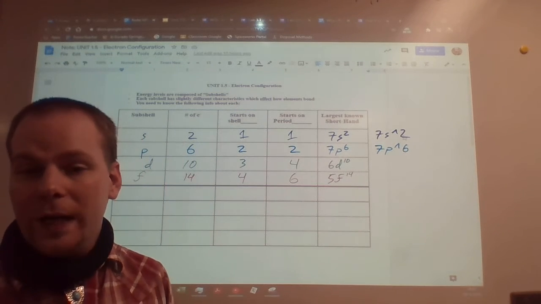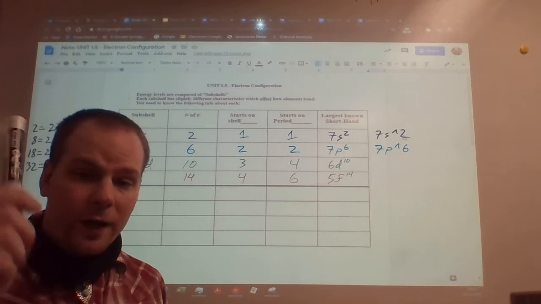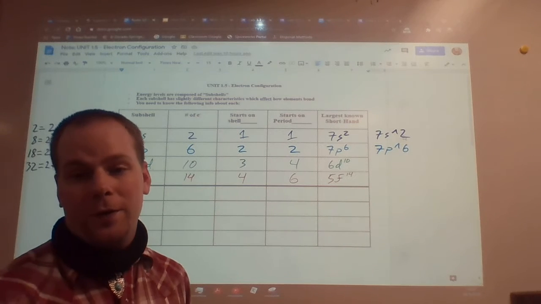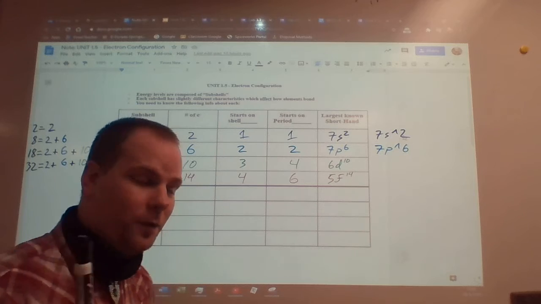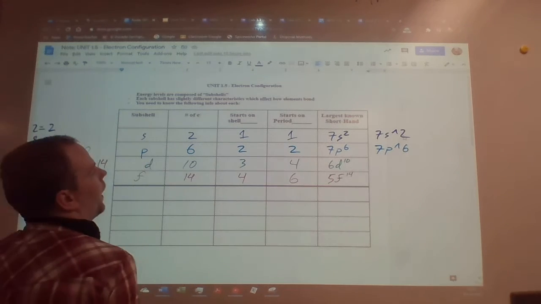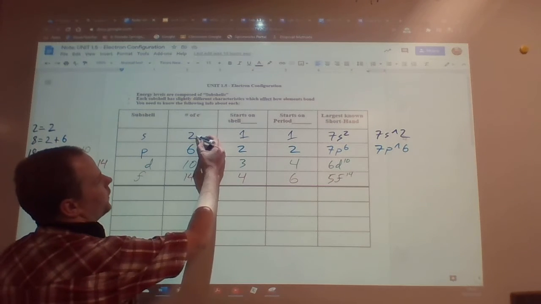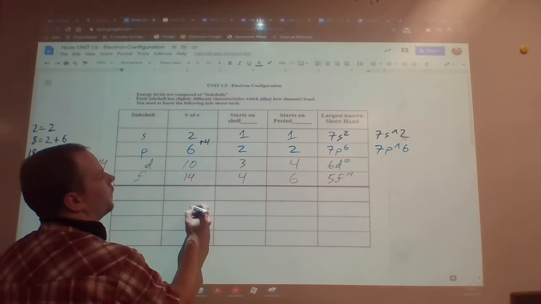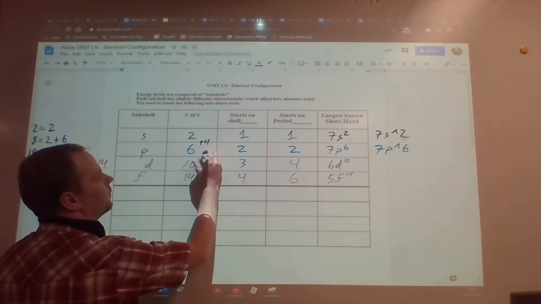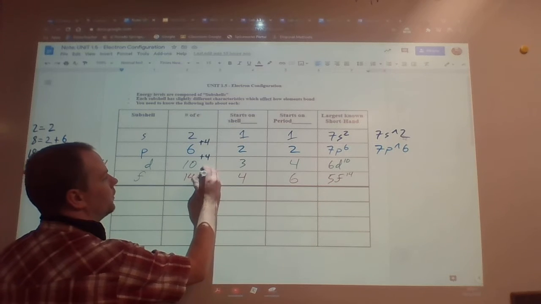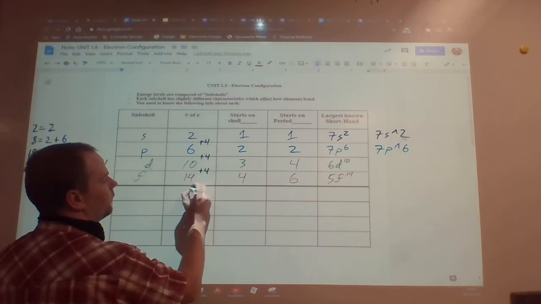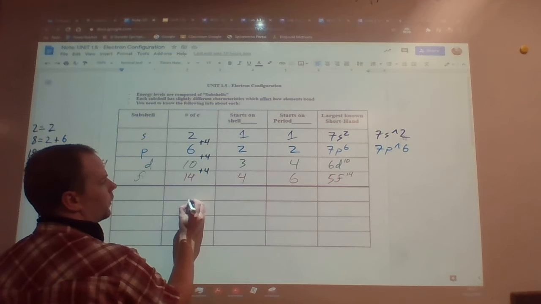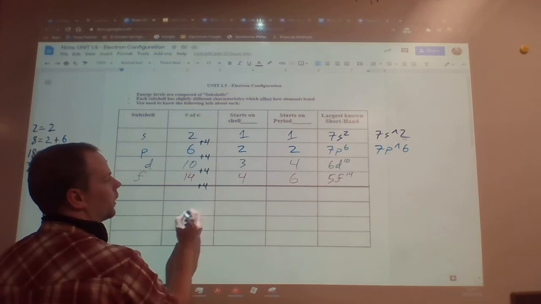Now, I'm going to point out some patterns here, which a couple of you might have noticed. I had 1 or 2 people who caught this in class. What's the difference between 2 and 6? Well, it's plus 4. What's the difference between 6 and 10? Well, it's plus 4 again. Plus 4. So if we wanted to figure out how many electrons were here, we would add 4.